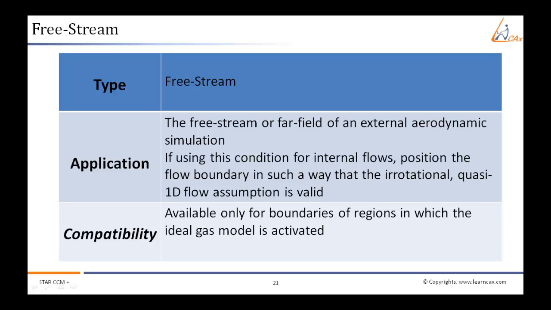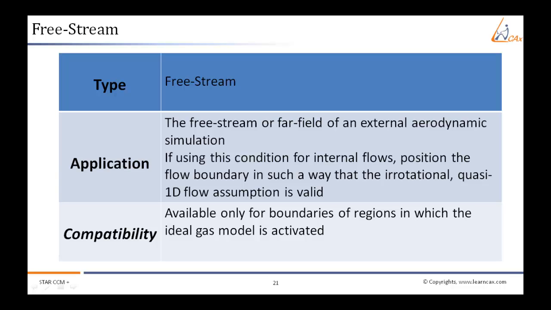This condition generally applies to external flows when the boundary is placed sufficiently far from the body. Internal flows often have walls immediately next to the flow boundary. These walls can produce boundary layers, vortices, or other multi-dimensional flow structures such that the irrotational quasi-1D flow assumption breaks down. This is applicable in situations like the free stream or far field of an external aerodynamic simulation.